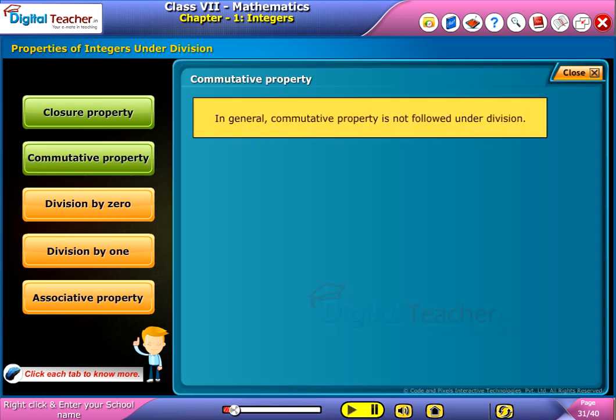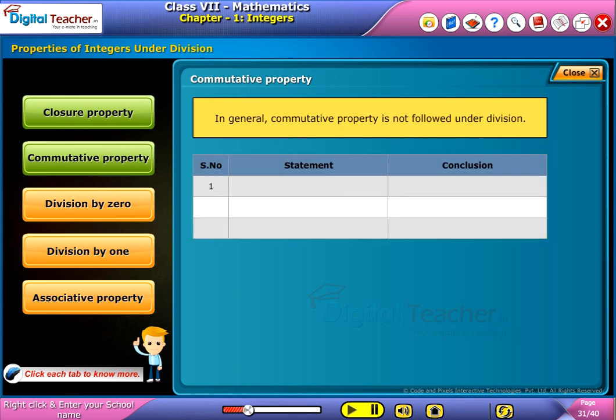Commutative property is not followed under division. In the first statement, minus 10 by 5 is not equal to 5 by minus 10. It concludes that a by b is not equal to b by a.